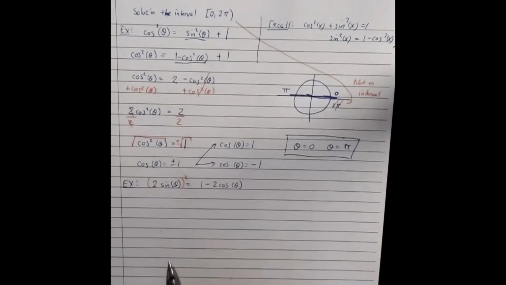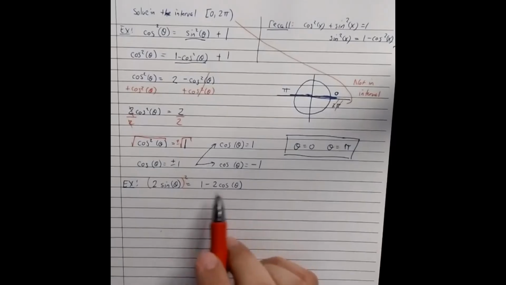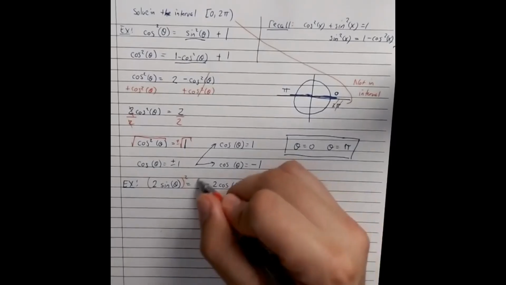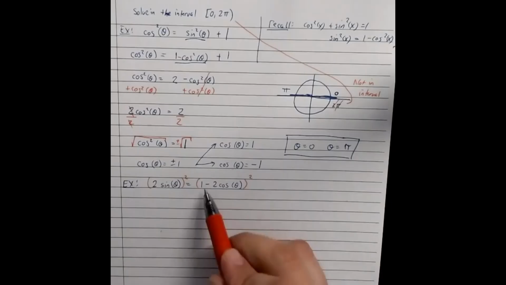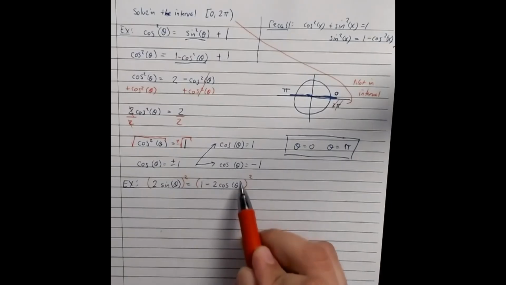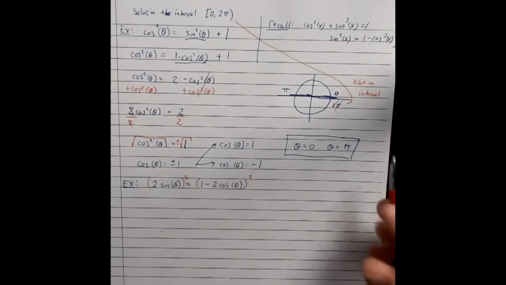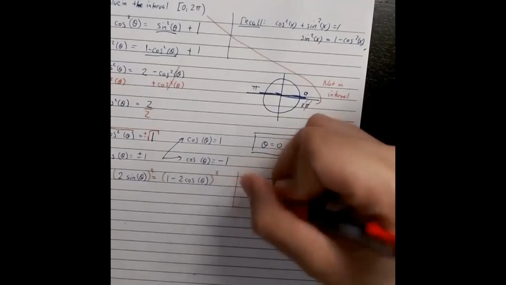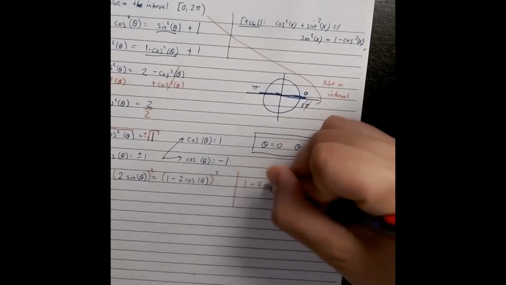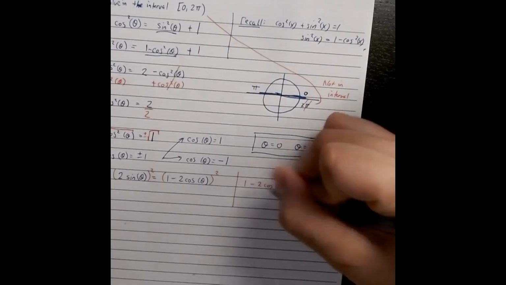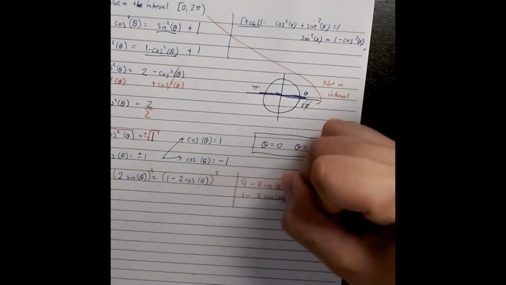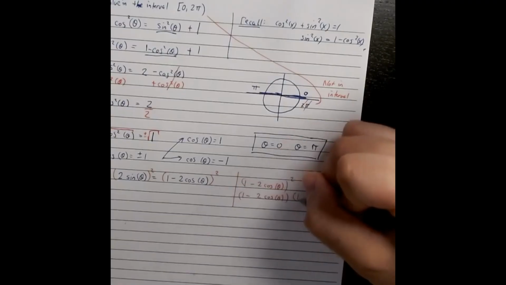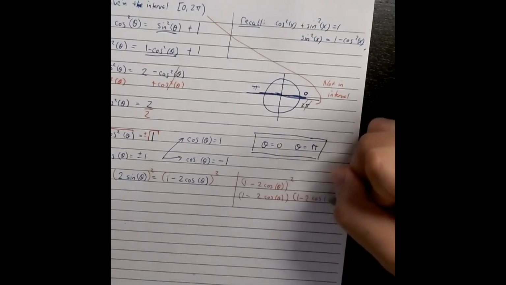Now here's a common mistake. You do not square this and this. You square the whole thing. What I mean by that is you don't square this one and then separately square this one. It's everything is squared. You say, well, what's the difference? Remember how squaring works. 1 minus 2 cosine of theta squared means 1 minus 2 cosine of theta times 1 minus 2 cosine of theta.